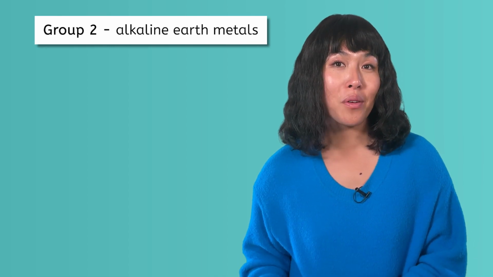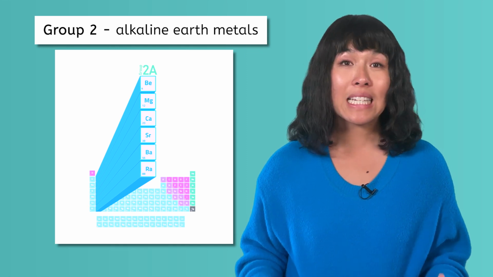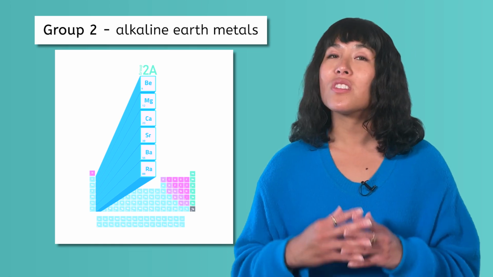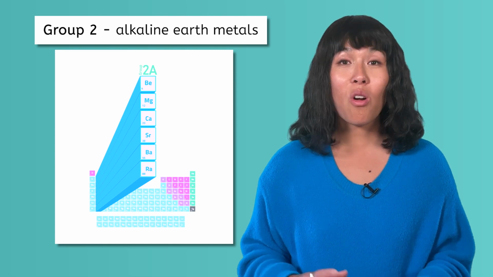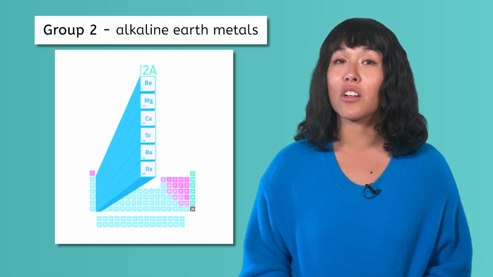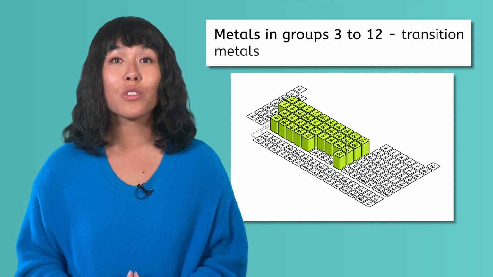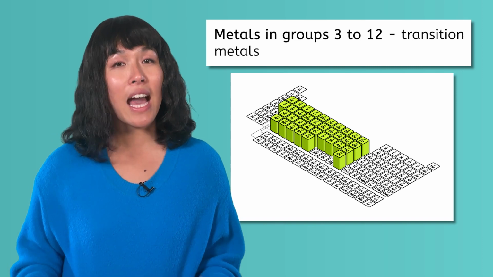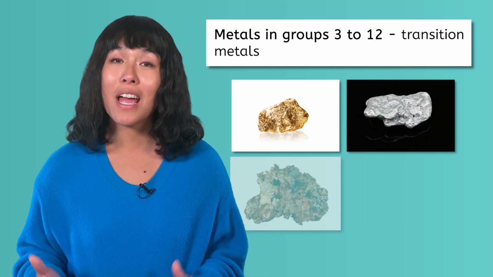The group 2 metals are called the alkaline earth metals. These metals, beryllium, magnesium, calcium, strontium, barium, and radium, are still highly reactive, but slightly less than the alkali metals. They are also slightly harder solids compared to the alkali metals. The rest of the metals are found in groups 3 to 12 and are called transition metals. These metals are harder solids and tend to be the elements you think of when you hear the word metal. Gold, silver, copper, and iron, for example.